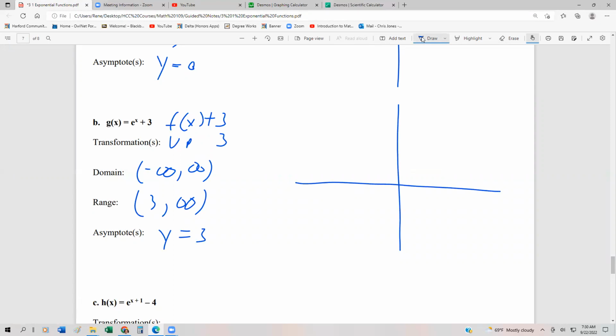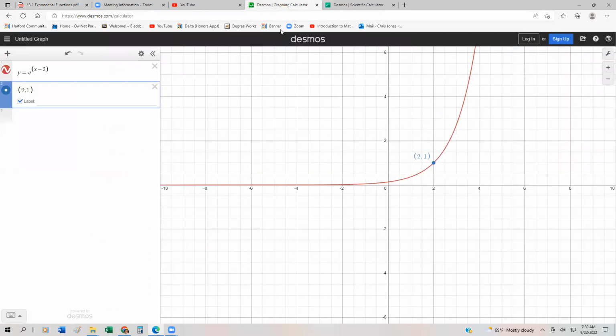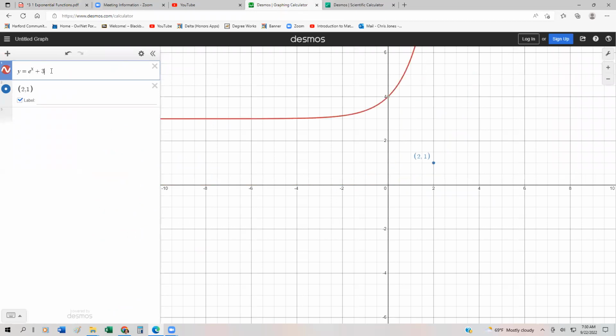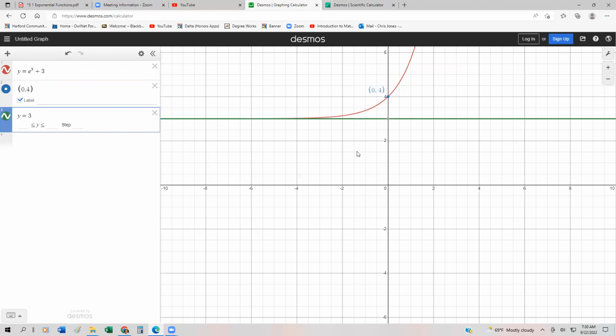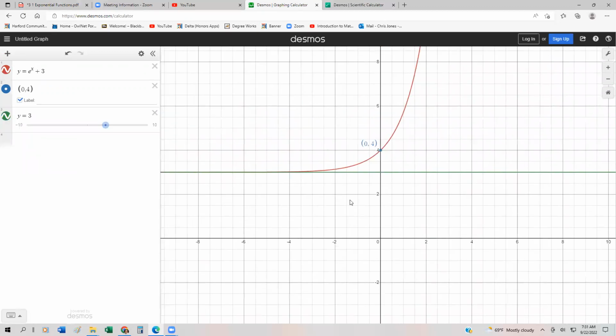A basic graph of this. Usually we would have this stationary point, but we're moving up 3 units. So here, and then y equals 3 is going to be our asymptote. If I was to get a rough estimate as to what e to the x plus 3 would look like, it might look like that. If we graph it, we have e to the x plus 3, and we should have the point 0, 4 on the graph. I think we can clearly see that from the graph. The asymptote should be at the line y equals 3. It certainly looks like it fits what we suggested the graph might be.